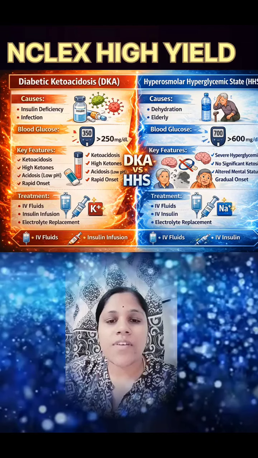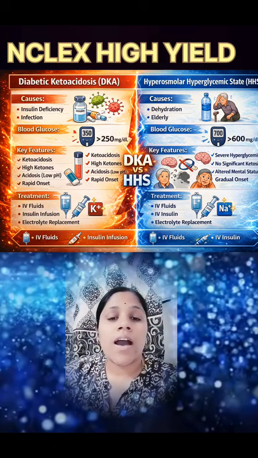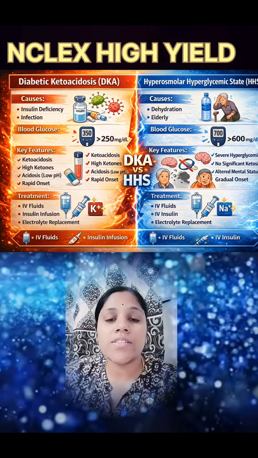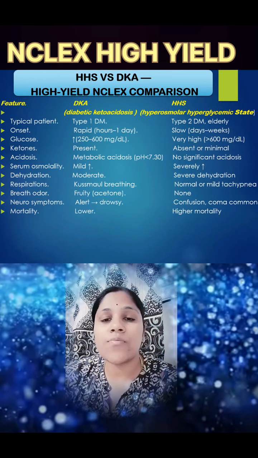Hi, welcome back. Today we are going to see an important topic of comparison between DKA and HHS, that is diabetic ketoacidosis and hyperosmolar hyperglycemic state. We can see what the main differences are and how we can remember these points during our final preparation. So let's go.